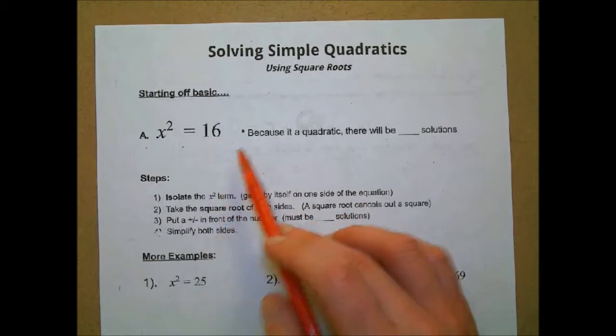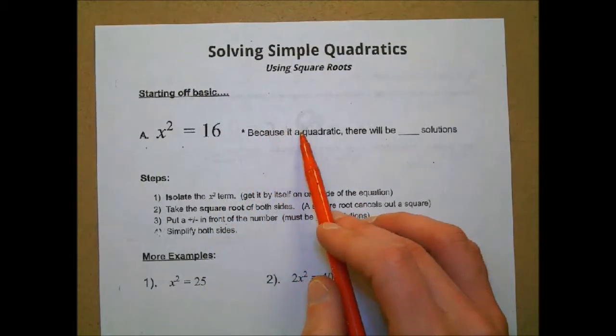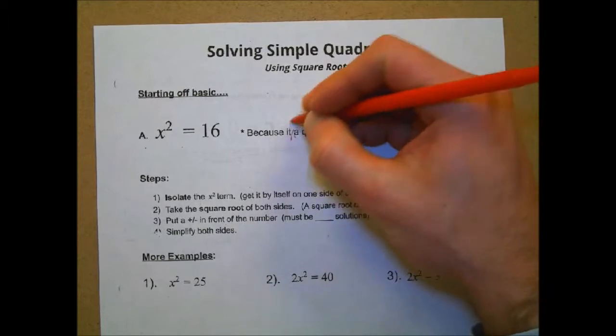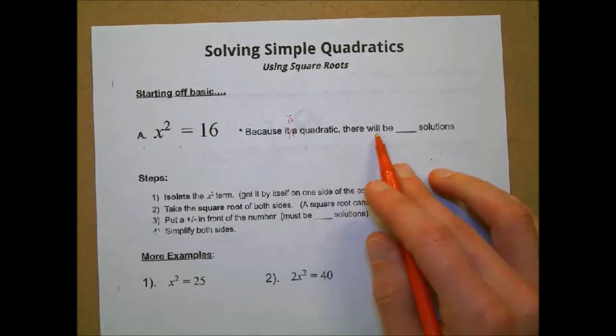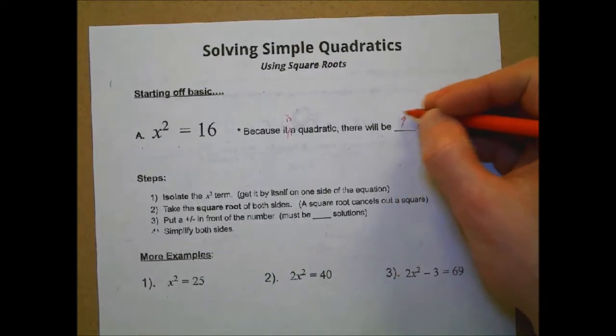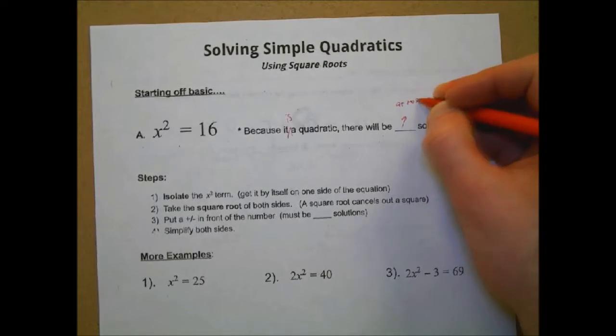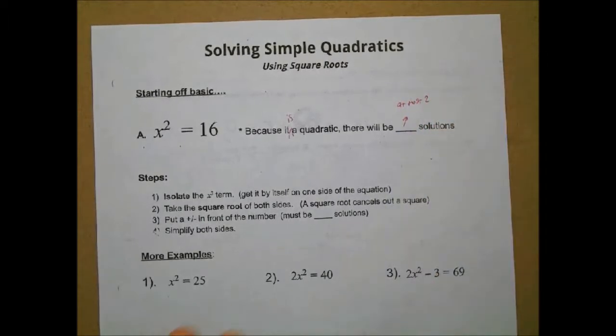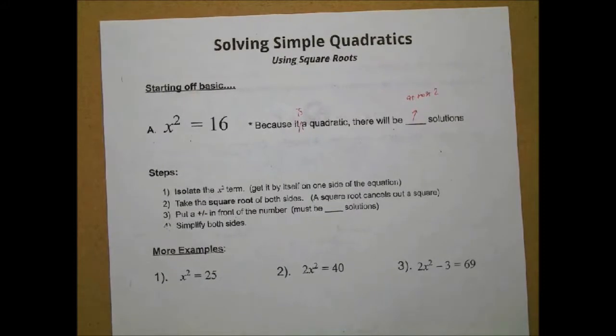Okay, so because it is a quadratic, there will be, and I'm going to say, at most 2 solutions. I put at most 2 because sometimes there's 2, sometimes there's 1, sometimes there's 0. In this case, there's going to be 2 solutions in this equation. That's one of the new kinds of results we can get with quadratic equations. Sometimes there's 2 answers to an equation, sometimes there's 1, and sometimes there's none. So at most 2.